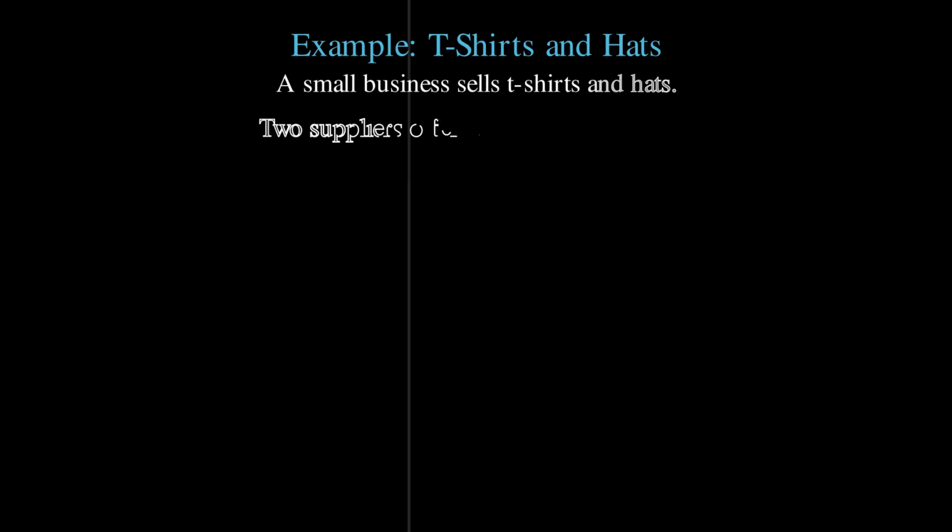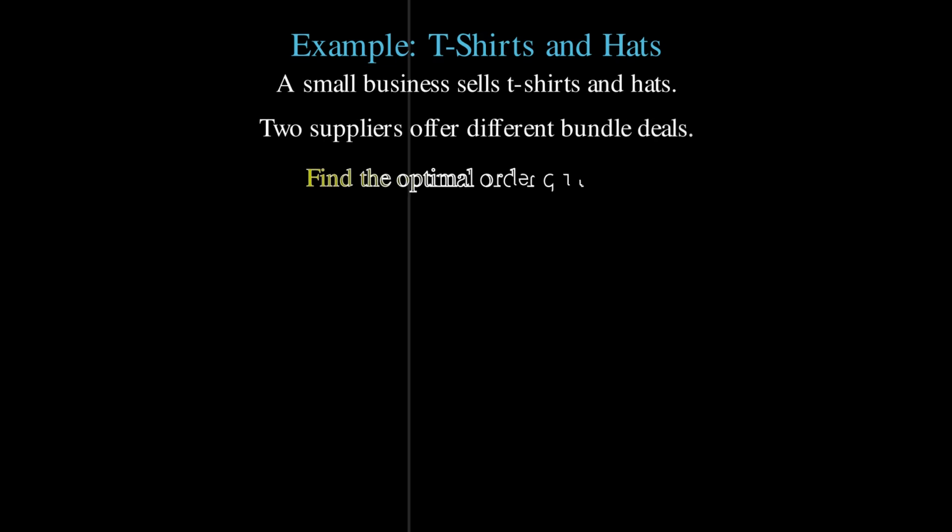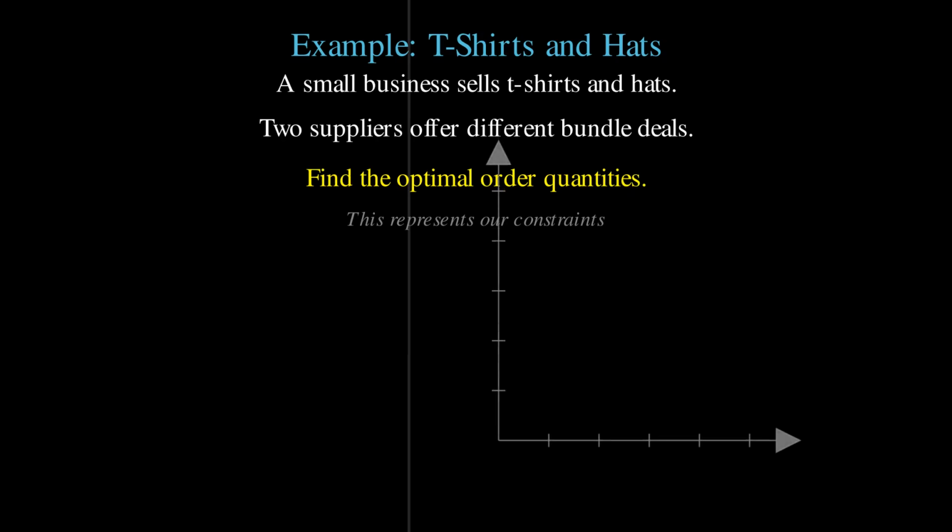Imagine a small business deciding how many t-shirts and hats to stock. Two suppliers, each offering their own bundle deals, present a challenge. On the left, we see the constraints. These represent the limitations dictated by each supplier's deal. The goal is to find the optimal order that maximizes efficiency.